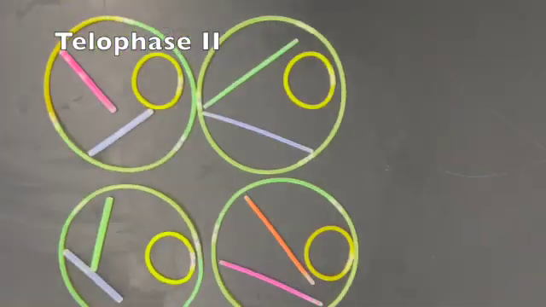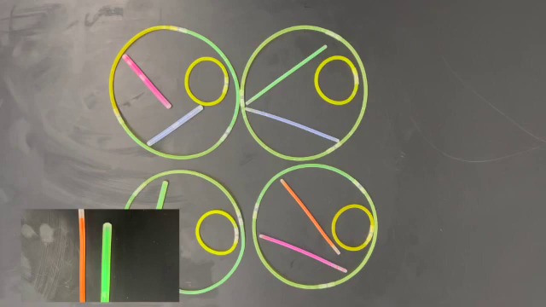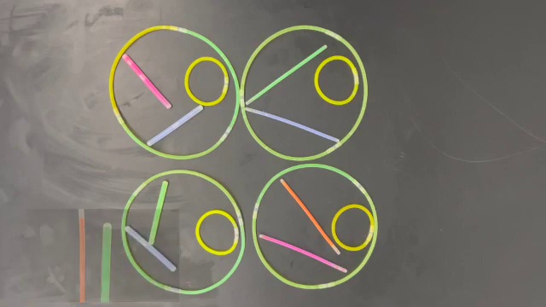The last official phase of meiosis is telophase 2. During telophase 2, the chromosomes begin to decondense and the nuclear membrane reforms. The sister chromatids are represented by the individual green, pink, blue, and orange glow sticks. Then comes cell division, which is done through the process of cytokinesis, and as a result, 4 haploid cells are formed.